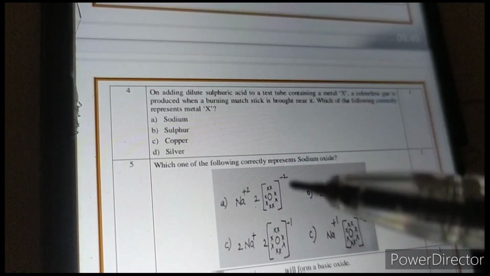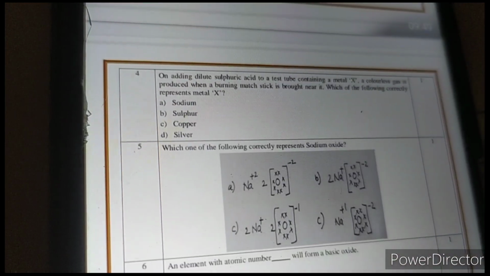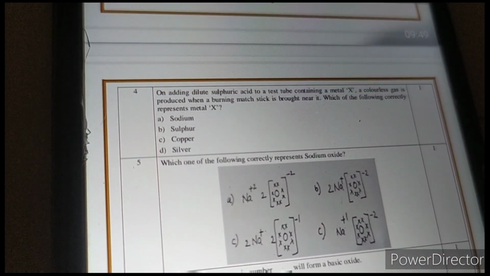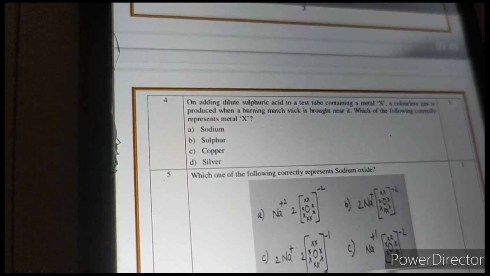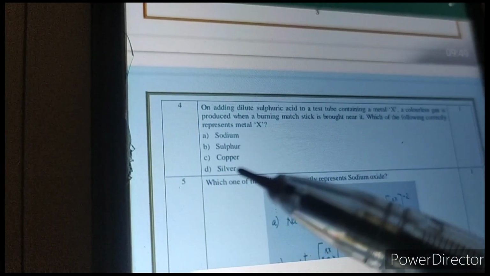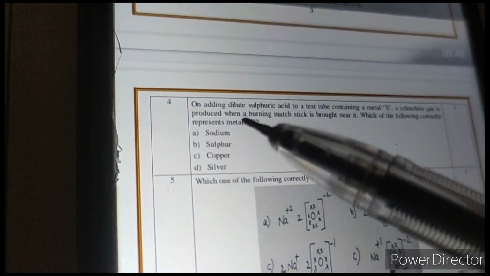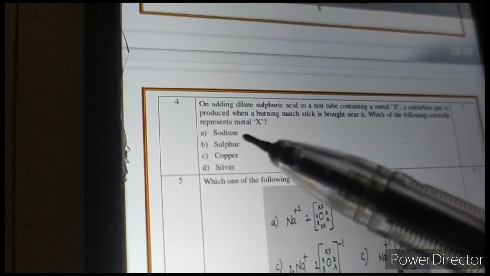Now we come to question number 4. On adding dilute sulfuric acid to a test tube containing a metal X, a colorless gas is produced which burns when a burning matchstick is brought near it. Which of the following correctly represents metal X? So metal plus dilute sulfuric acid will always give you hydrogen gas, a colorless gas which burns with a matchstick brought near it. So let's first check. We'll exclude option B because sulfur is a non-metal. Copper and silver are both below hydrogen in the activity series and therefore they cannot be the metal X, so the only answer remaining is A. So the answer here is A.